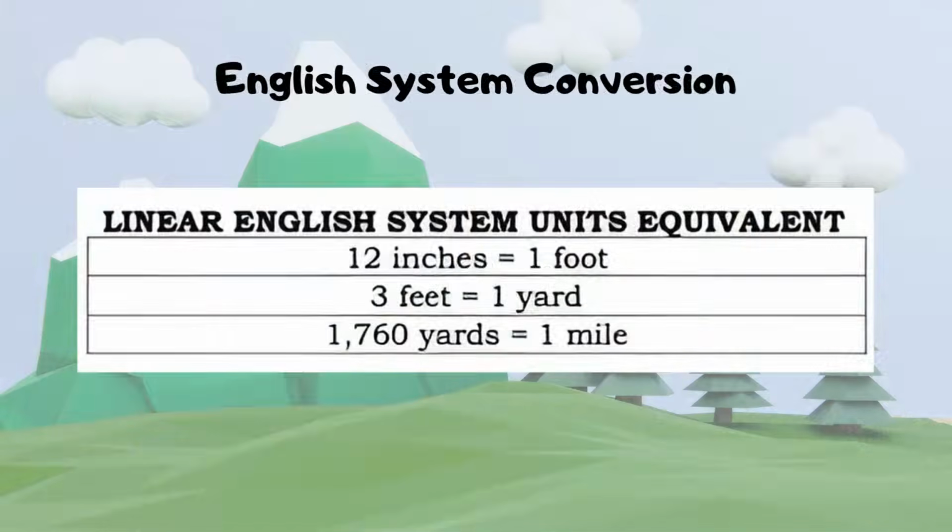In the linear English system, units equivalent. 12 inches equals 1 foot. 3 feet equals 1 yard.